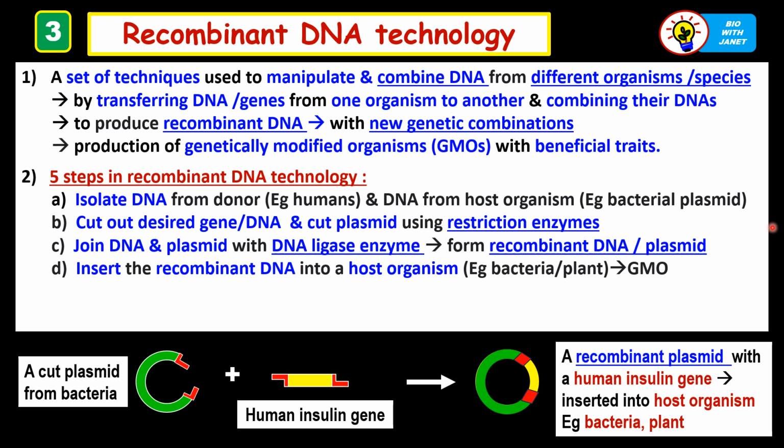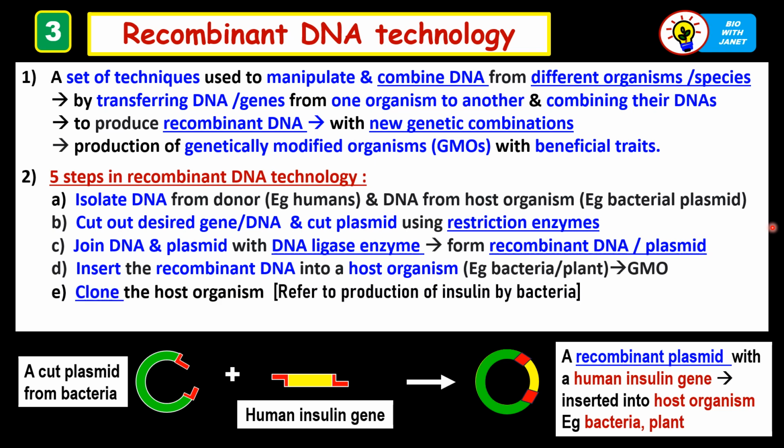Next, insert the recombinant DNA into a host organism like a bacterial cell or a plant cell or animal cell. So this organism with the recombinant DNA is called a genetically modified organism. Next, clone the host organism. If it's bacteria, then we allow the bacteria to multiply by binary fission. That means the bacteria will divide and form more and more of the same type of cells, daughter cells that have this human insulin gene.